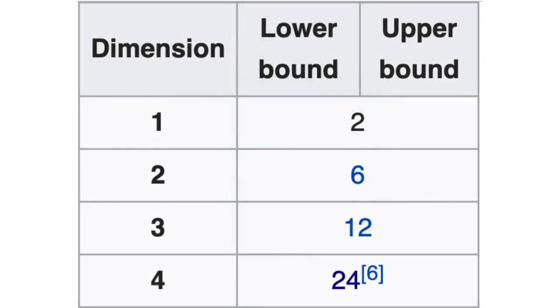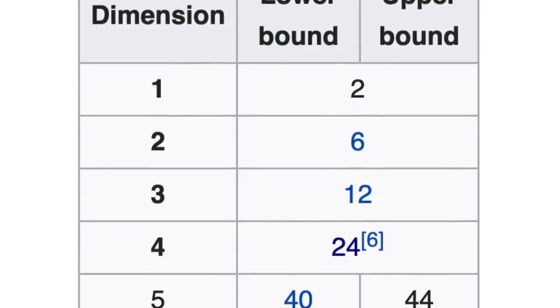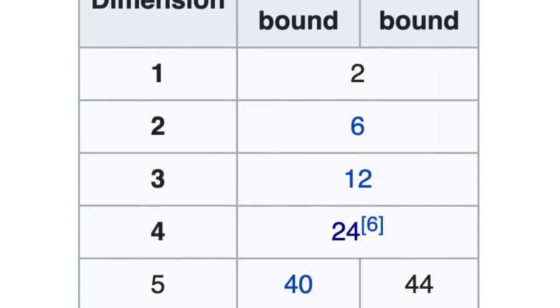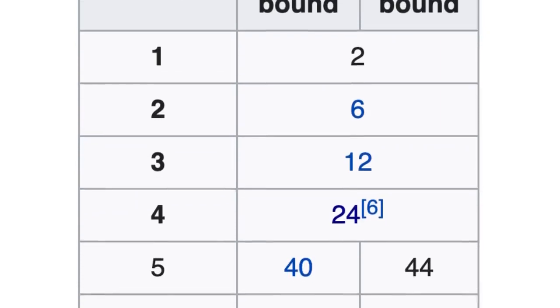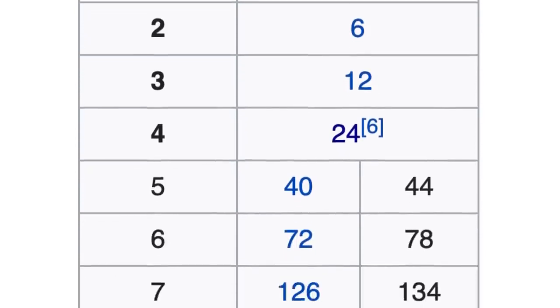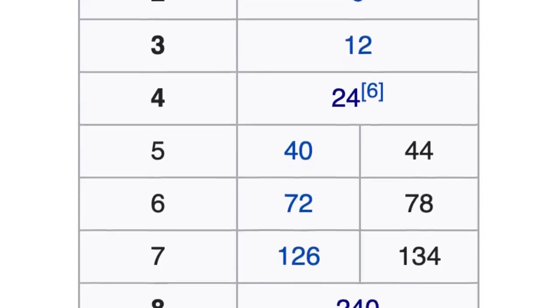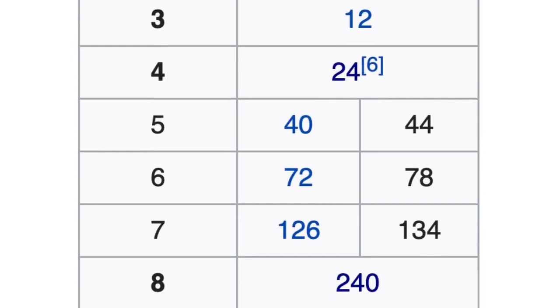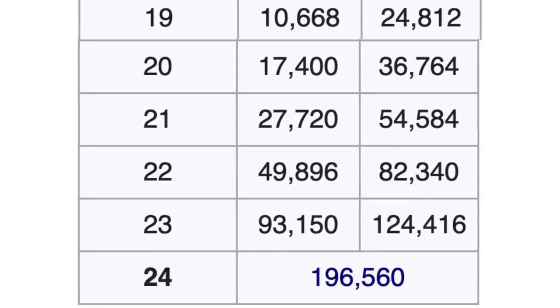However, for 5 dimensions, we don't know the kissing number. We just know, as of this video, that it's between 40 and 44. Then for 6 dimensions and 7 dimensions, we also only have a range of numbers it could be. But funny enough, we have figured this out for 8 dimensions, as the kissing number is 240. And even stranger, we have determined that in 24 dimensions, the kissing number is 196,560. It turns out something weird does happen in 8 and 24 dimensions when it comes to spheres, but I'll get to that soon.